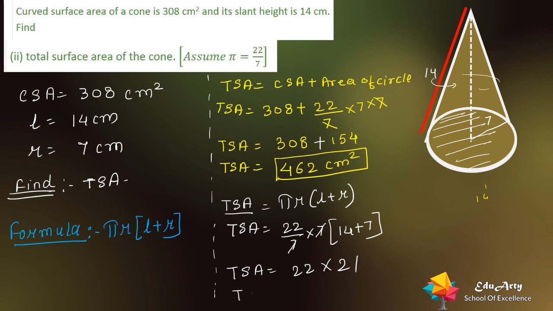TSA is equal to, look, 21 into 11 is equal to 231, and double of 231 will be 462. So this is equal to 462. So the same answer will come, there will be no difference. But what I want you all to try is to know where the formula comes from, because the formula also we have got from the same logic.